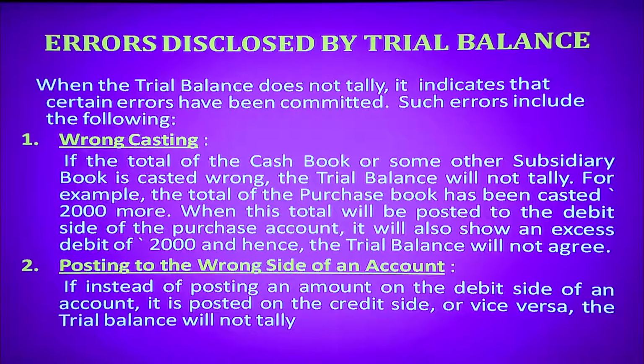For example, the total of the purchase book has been casted rupees 2000 more. When this total is posted to the debit side of the purchase account, it will also show an excess debit of 2000, and therefore, the trial balance will not agree. Second error could be posting to the wrong side of an account. Instead of posting an amount on the debit side of an account, it is posted on the credit side, or vice versa, and the trial balance will not tally.